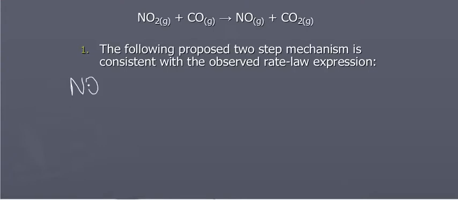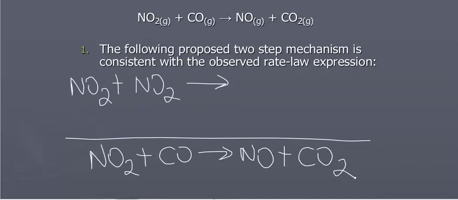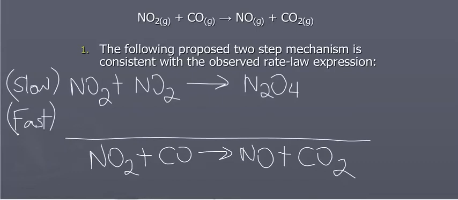Since the rate law was NO2 squared, that means my slow step has 2 NO2s in it. And I know the overall reaction is this. And so the rest I can kind of fill in. NO2 plus NO2, one possibility is that they form N2O4. So this is the slow step. And then we're going to have a fast step down here. Now N2O4 does not occur in the final reaction, so it's going to be an intermediate. It's going to be formed in the first step and used up in the second step.